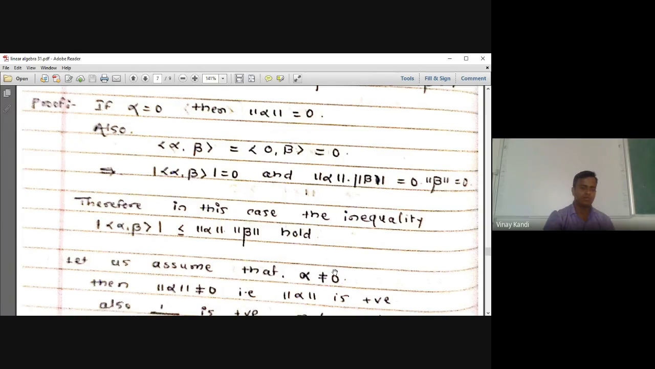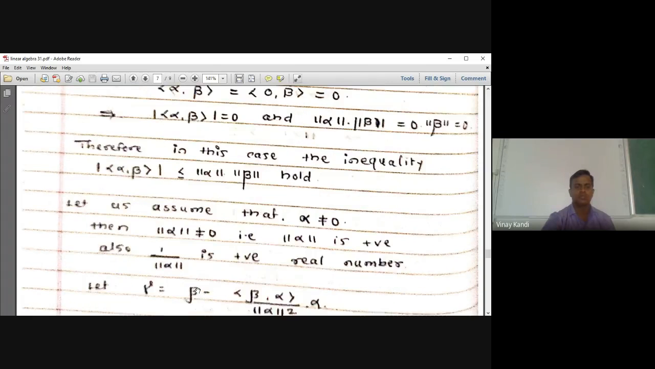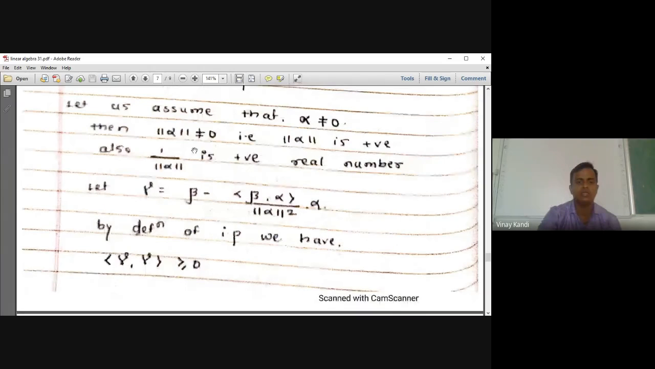Let us assume that alpha is not equal to 0, any non-zero vector belonging to V. Then norm of alpha is also not equal to 0, that is, norm of alpha is a positive value. Also, 1 upon norm of alpha is a real number. We define gamma like this: gamma is equal to beta minus inner product of beta alpha upon norm alpha square into alpha. This is a new vector gamma that we define.